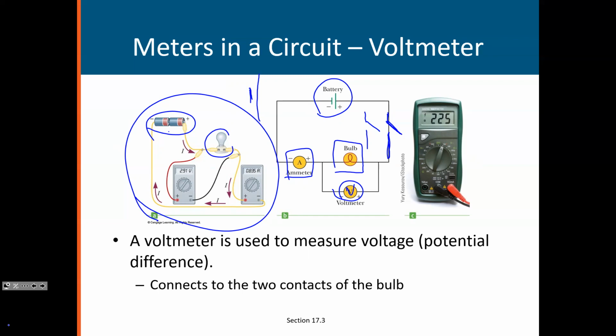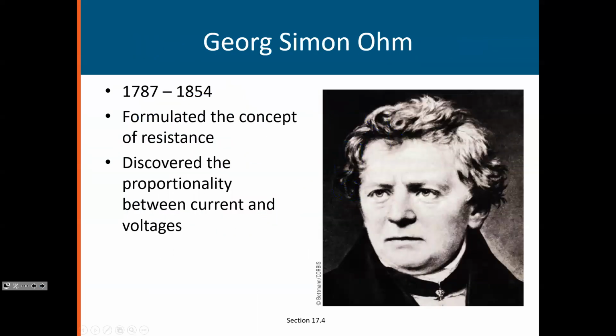Okay, so the voltmeter is used to measure the voltage, the potential difference, also called voltage, and that is connected in parallel. Now comes a law that is used in electric circuits called Ohm's law. It's named after a person called George Ohm. He formulated the concept of resistance, resistance to the flow of current. That's why it's called resistance.